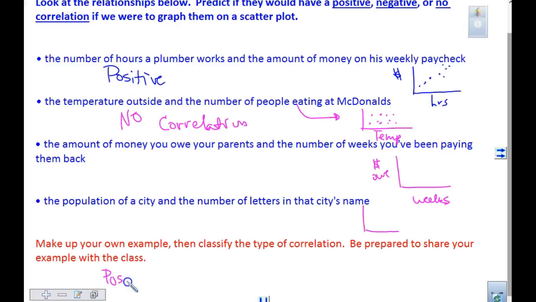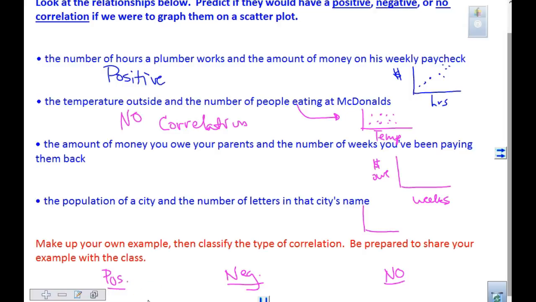So the easiest one people have been able to come up with is positive. The hardest ones people have had to come up with are a negative correlation and no correlation. If you can come up with one in each, that would be awesome. You're asked to do this also in your homework. So do these two, talk to your shoulder partner. Number of weeks go by.